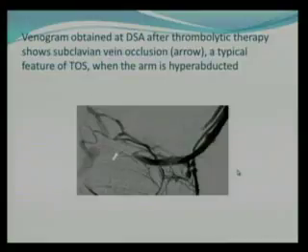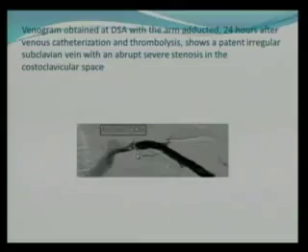You do a stress maneuver. You ask the patient to raise their hand and abduct it, and you are able to show that there is complete occlusion of the proximal subclavian. This is a couple of minutes following this.